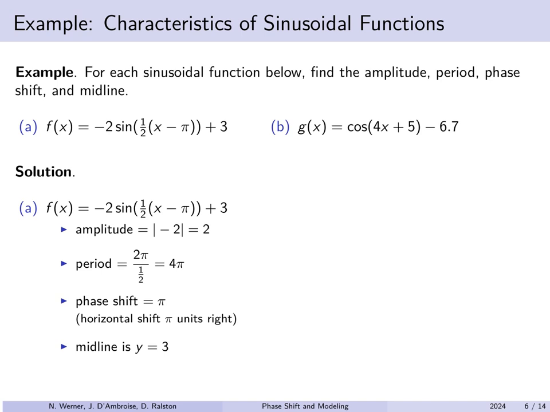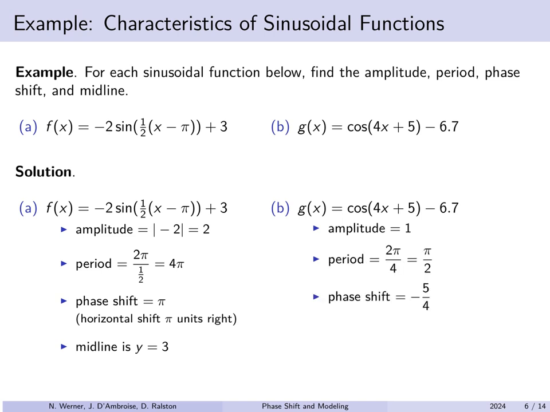Now if we look at part b, it's going to be very similar with one small difference. The amplitude is 1, we're multiplying cosine by 1. The period is 2 pi over 4, otherwise known as pi over 2. But now, for the phase shift, observe that in this function, we don't have this 4 times a parenthetical term. Rather, the 4 has been distributed across whatever parenthetical term may have been there. So we compute the phase shift as negative 5 over 4. That means it's been shifted 5/4 units left. And the midline is the same as it would have been before, negative 6.7.